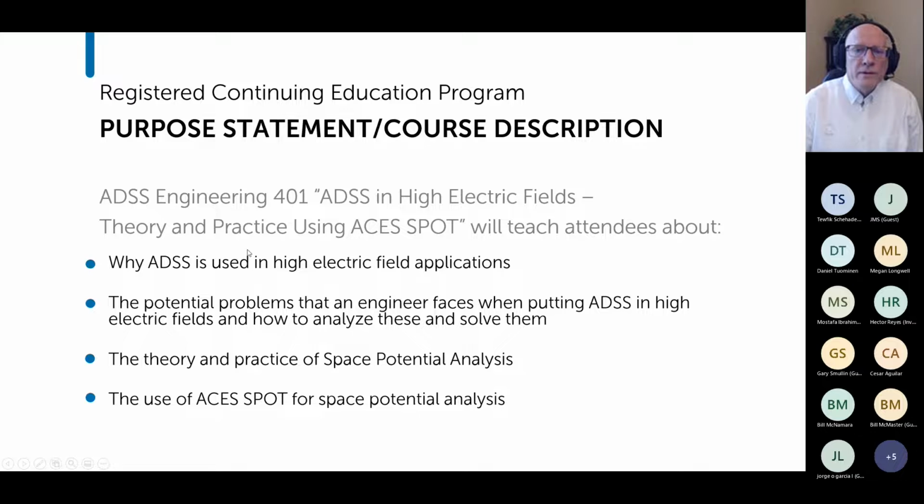So this discussion is going to begin with why use ADSS in a high electric field application in the first place. That's a reasonable question to start with, I think. Then we're going to look at the potential problems that an engineer can face when putting ADSS in a high electric field. And then we're going to give you the tools, how to analyze that and how to solve those problems. And the bulk of that is going to be space potential analysis. And this ACES spot program is just a tool for doing space potential analysis.